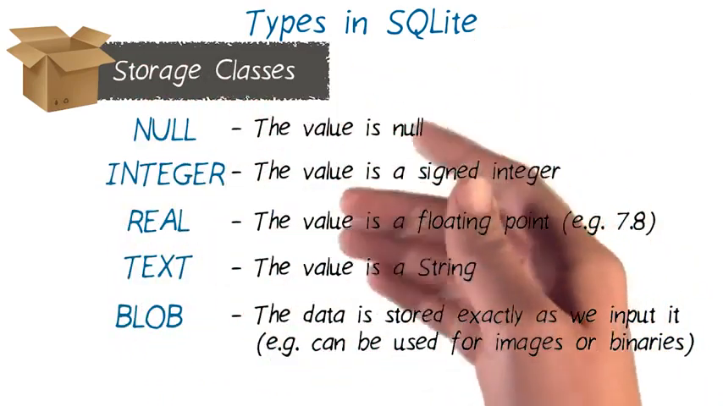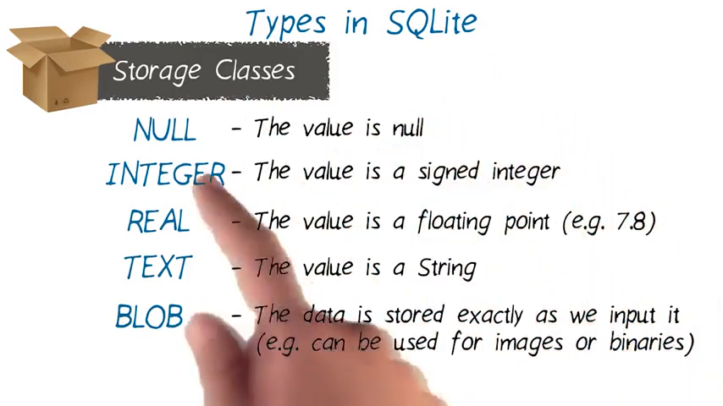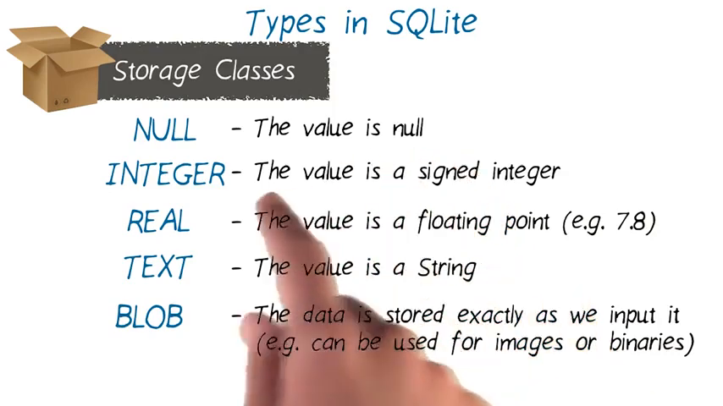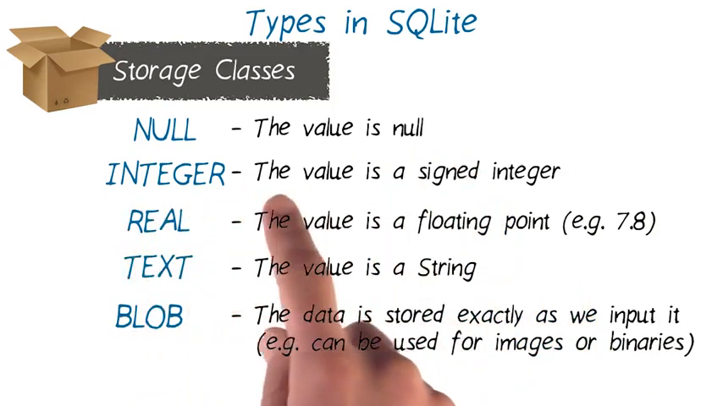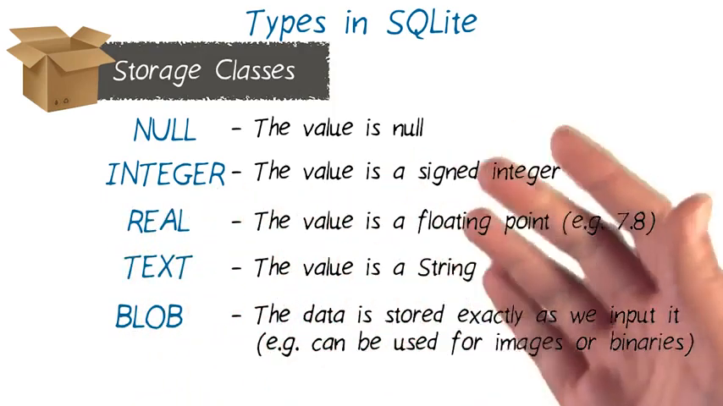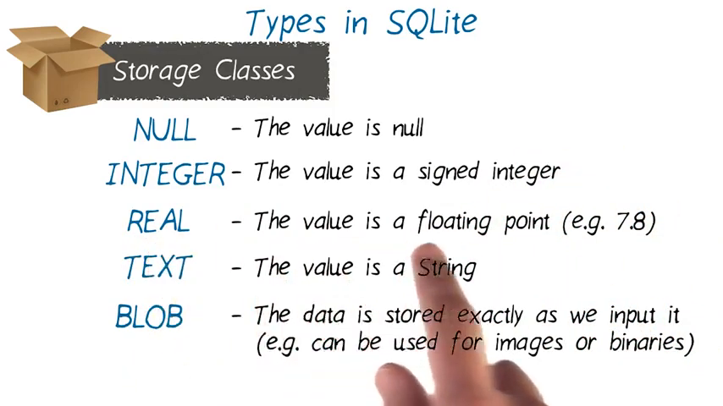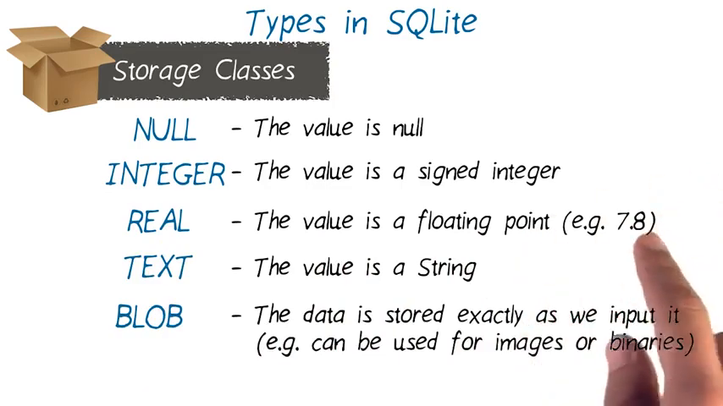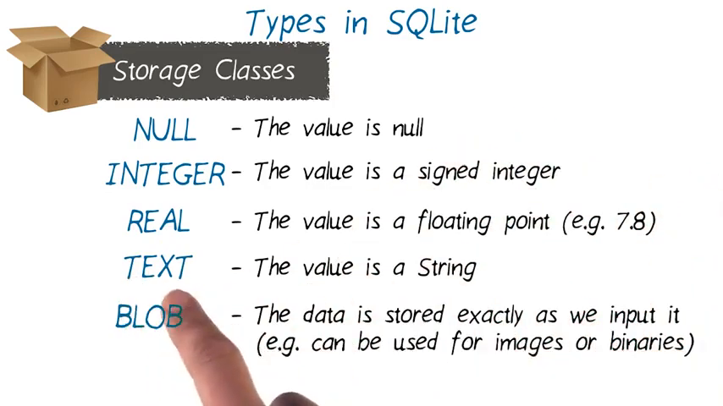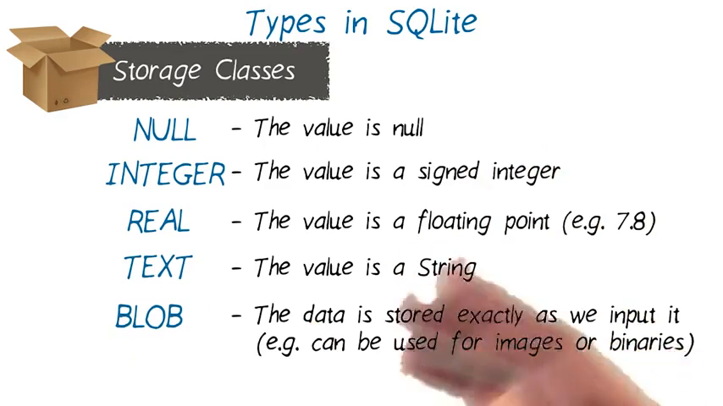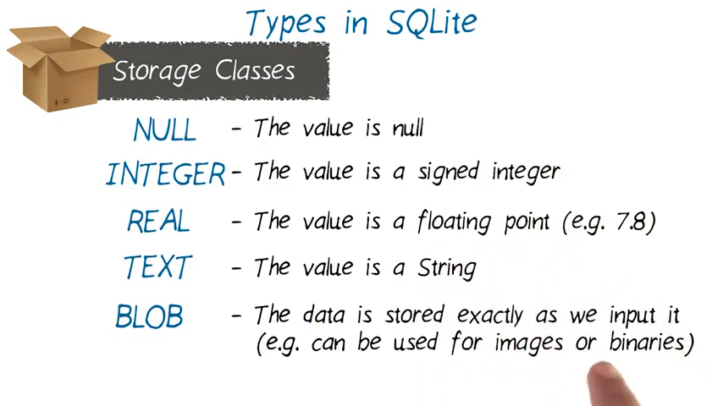So with that said, here's a list of the general storage classes, or different types, a single value in the SQLite table can have. So first off, we have null, meaning that the value is a null value. Next is integer. So this is a signed integer, things such as 1, 2, or 3. Following that, we have reals, and this means that the value is a floating point. So for example, 7.8. And next we have text, and those are things that are strings. And lastly here, we'll see blobs. So this means that the data is stored exactly as we input it. And examples of these are images or binaries.